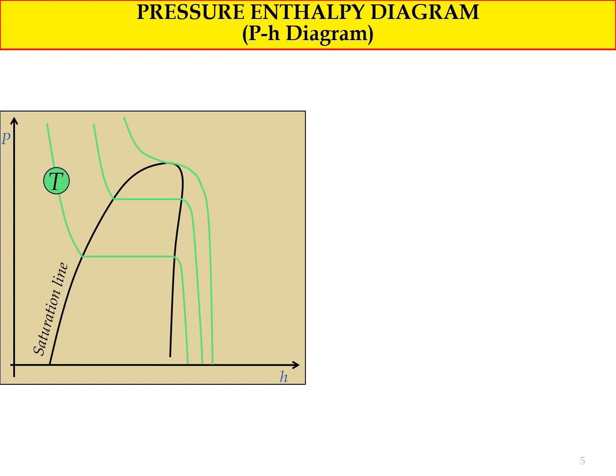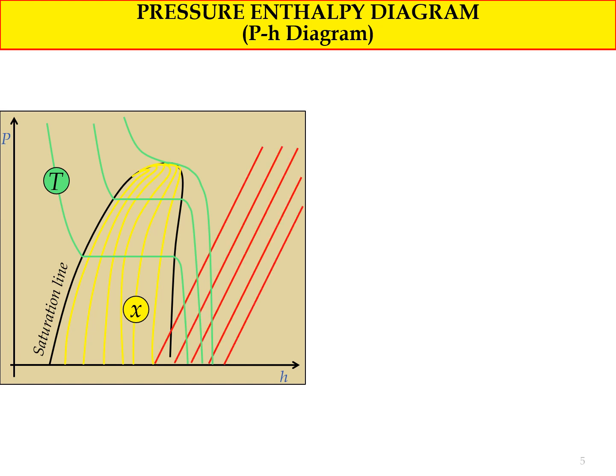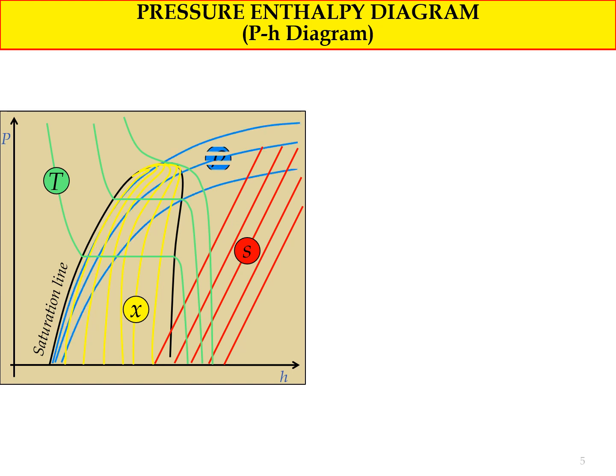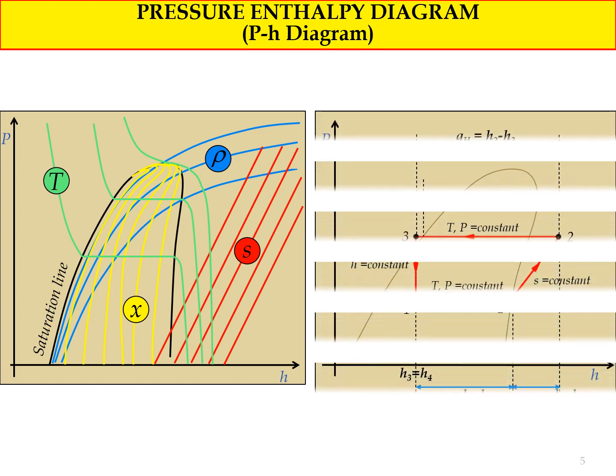So the green color there is the constant temperature line, and this yellow color is the X value, which is the mixture ratio of vapor and liquid. And we also have this red line, which is the entropy line, the isentropic line, and this blue one, which is the density line.